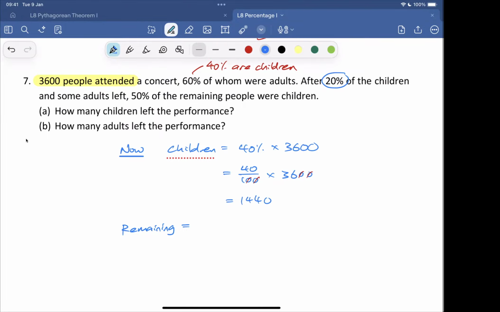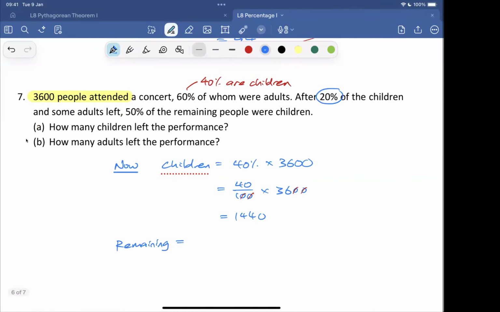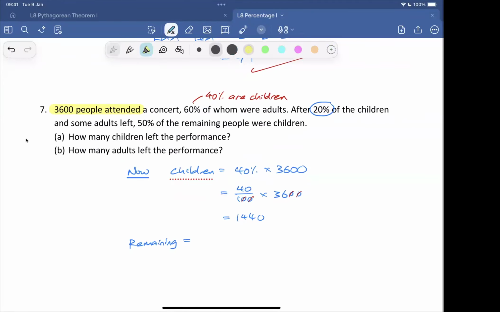So how many percent remain? 20%. No, 20% left. Yeah, 40 minus 20 is still... No. You cannot do that. Is it 50? 50% of the remaining people.